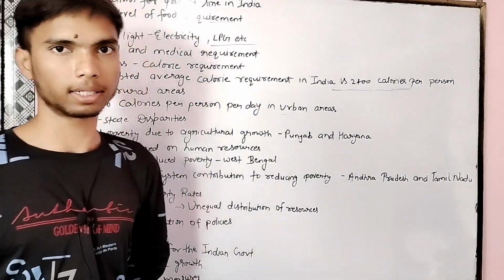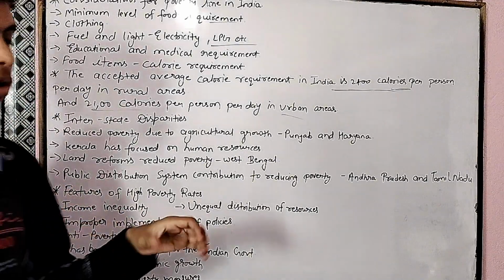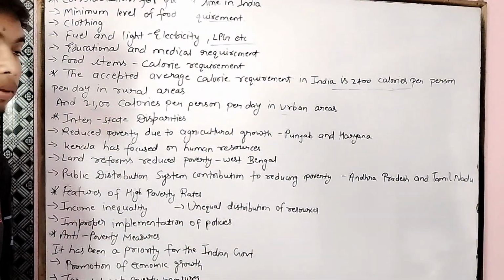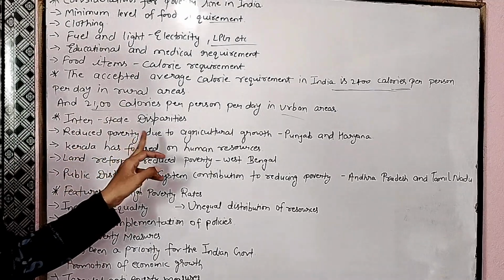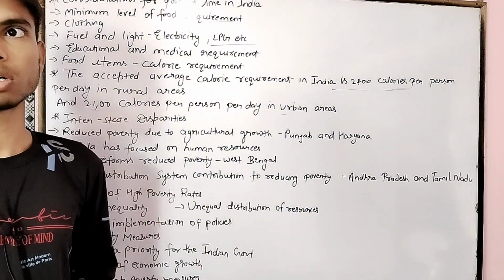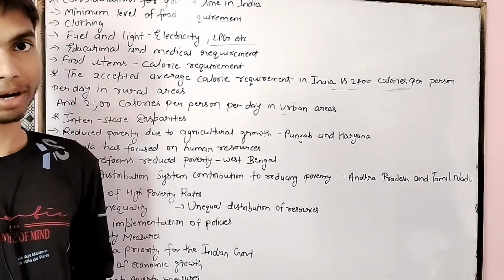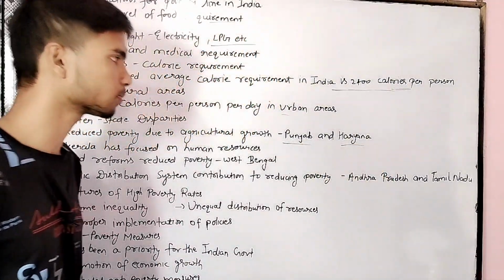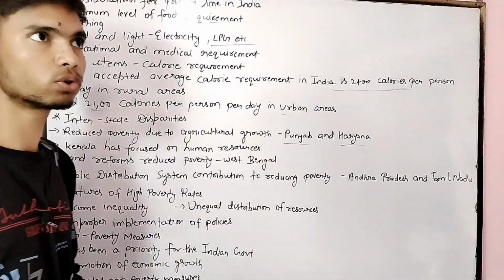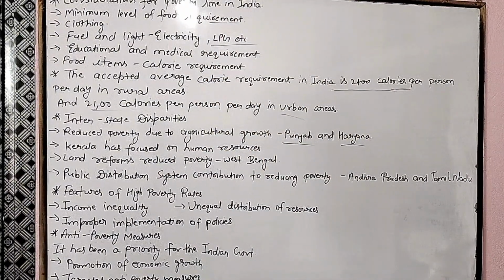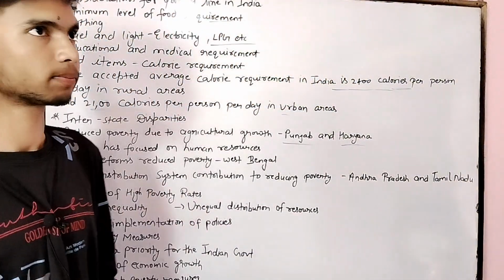Interstate disparities means inequalities among states. There will not be similarities among states. Reduced poverty due to agriculture growth: when the green revolution came, what was affected in agriculture? In Punjab state and Haryana state, poverty was reduced automatically due to agriculture.